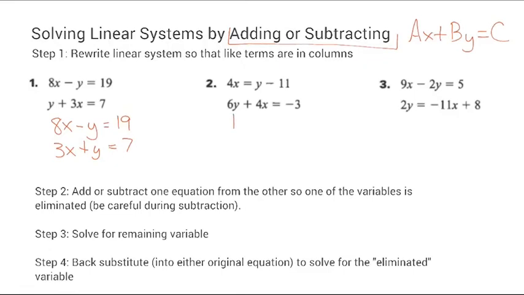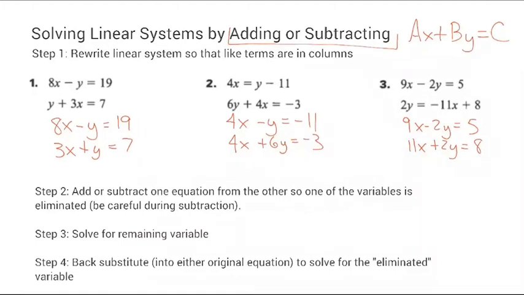Number two, I would write as 4x, move the y over, minus y equals negative 11. And then I'd write 4x plus 6y equals negative 3. Next one, the top equation can stay as it is. The second equation, I need to move the x's over by adding them. And now everything's lined up in columns.